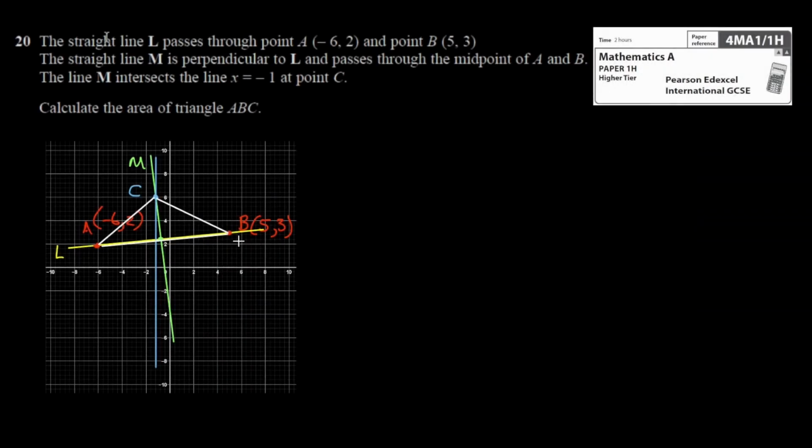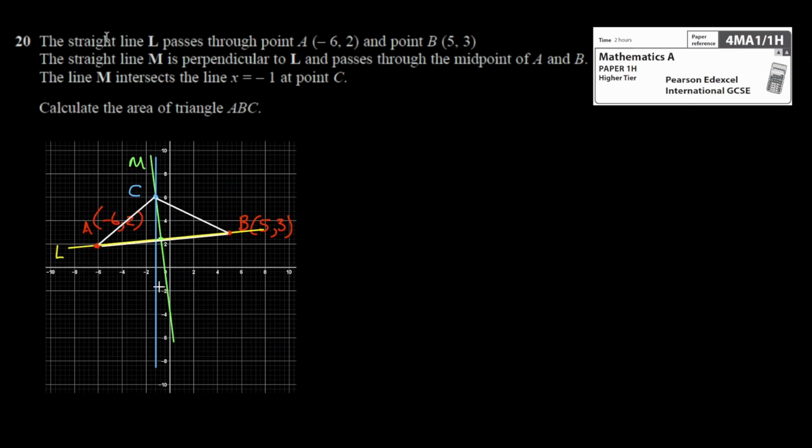Question 20 offers us quite a nasty question about gradients and lines and everything. We've basically got two points, A and B. There is a line M which goes through the midpoint. So it will be very helpful to find the equation of this line M. That will get us the coordinates of point C, which is the top of the triangle ABC, whose area we need to calculate. So let's start with line M.